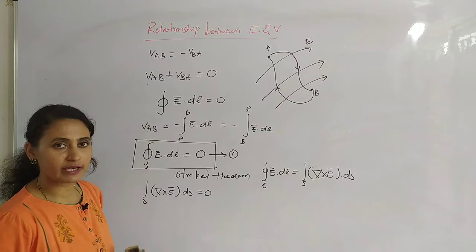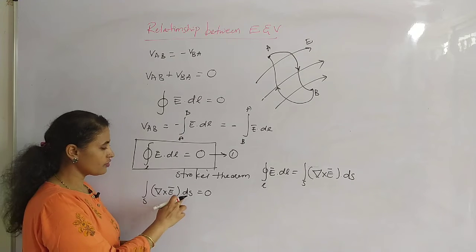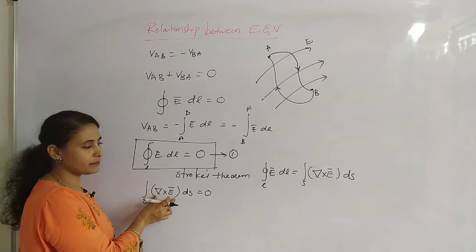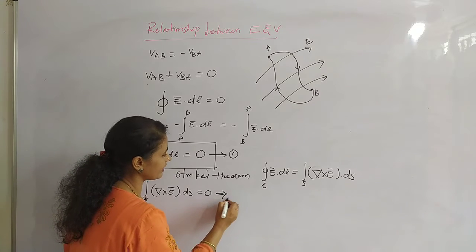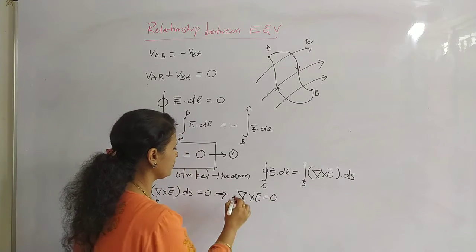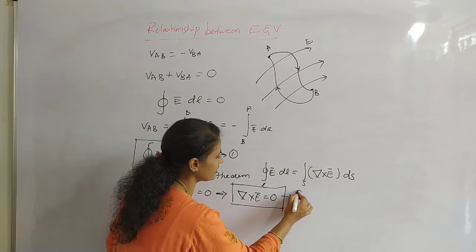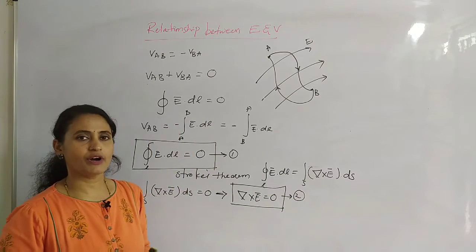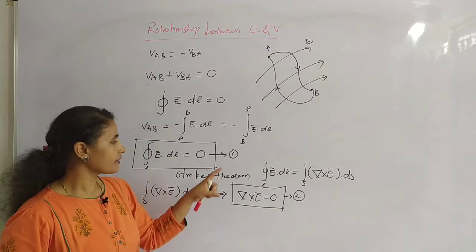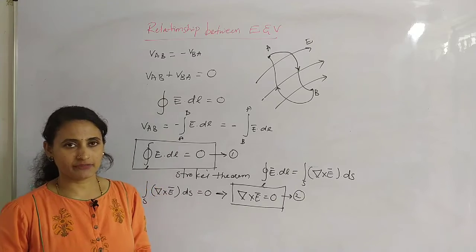So curl of E bar dot ds has become 0. The product of two terms is 0, which means either this term or this term must be 0. This is a differential surface, so it cannot be 0. So the other term must be 0, and we can write curl of E bar equal to 0. Let this be equation 2. Equation 1 and equation 2 are called Maxwell's equations.